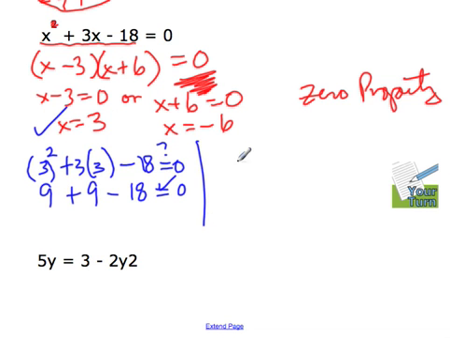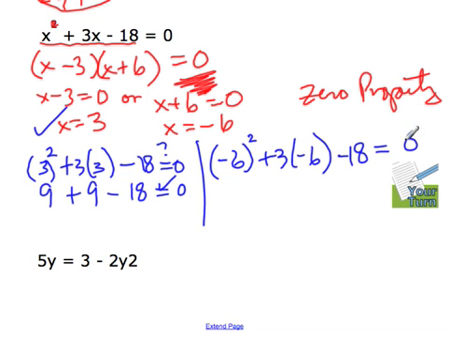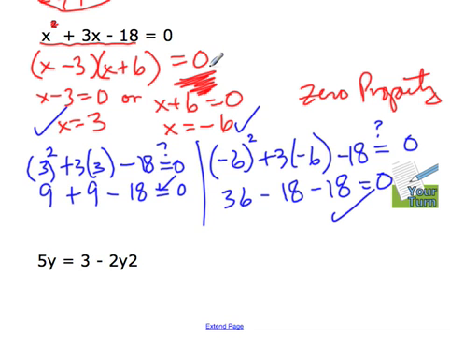Let's check the minus 6. That looks a little dicier. Okay, minus 6 squared plus 3 times minus 6 minus 18. I'm wondering if that's equal to 0. Here's my check. Minus 6 squared is 36. 3 times minus 6 is minus 18. Yeah, it's going to work. 36 minus 18 is 18. 18 minus 18 is equal to 0. Good. So they both check out.